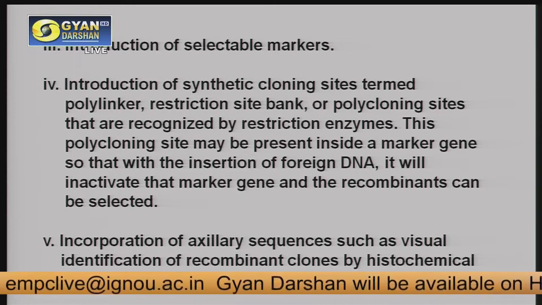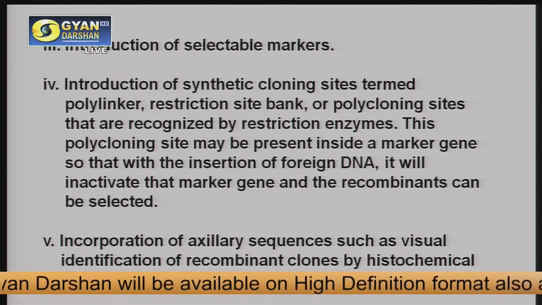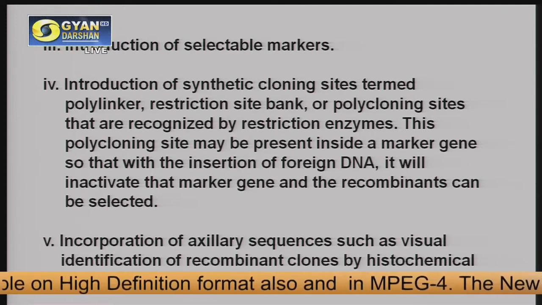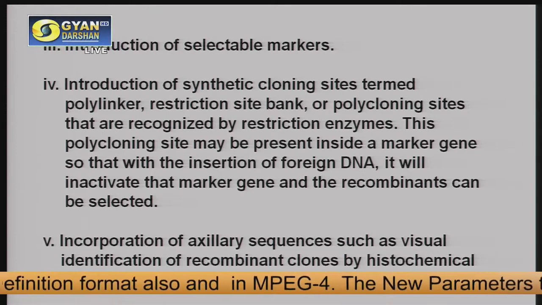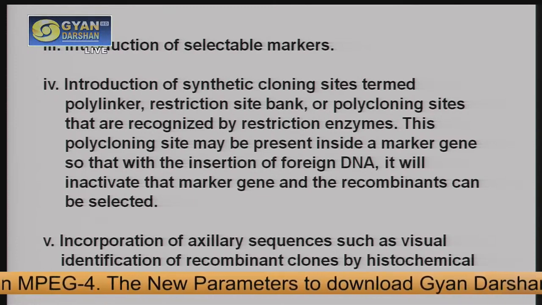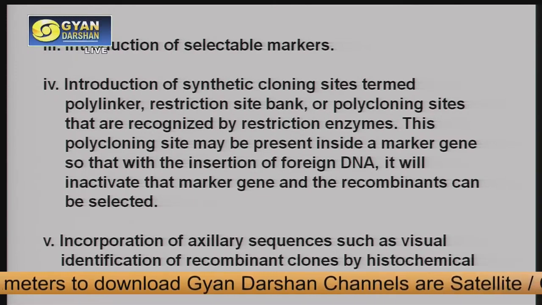That means where you can clone a series of foreign DNA fragments into the plasmid vector. And obviously it's a cluster of different restriction enzyme sites. Fifth point is incorporation of auxiliary sequences, such as visual identification of recombinant clones by histochemical tests. As I told you, based on some colorimetric kind of assay system, which I am coming to right now.